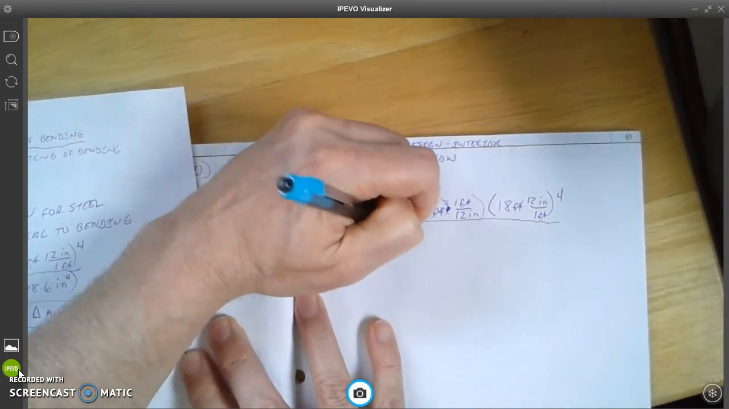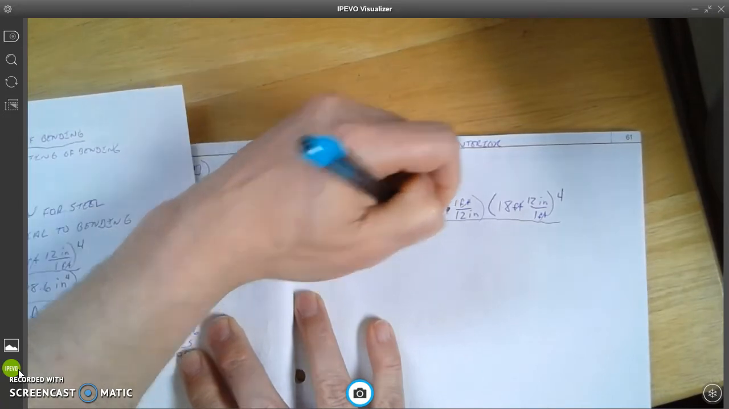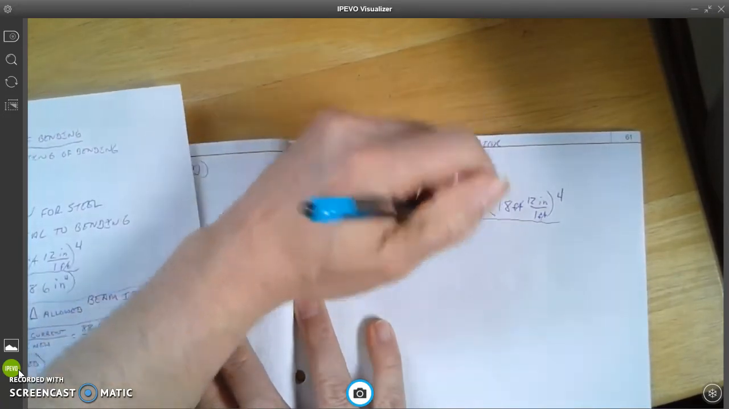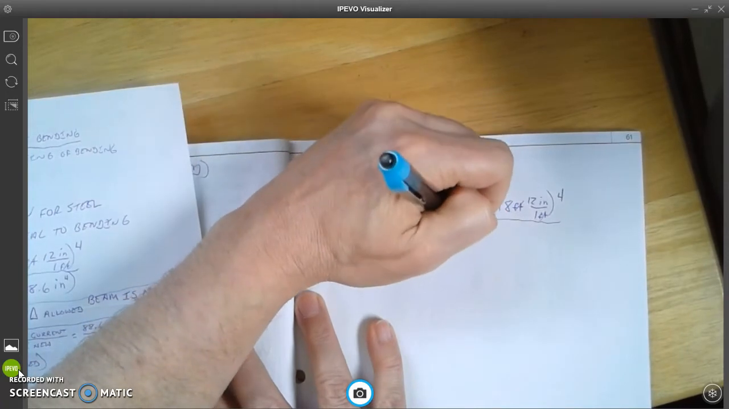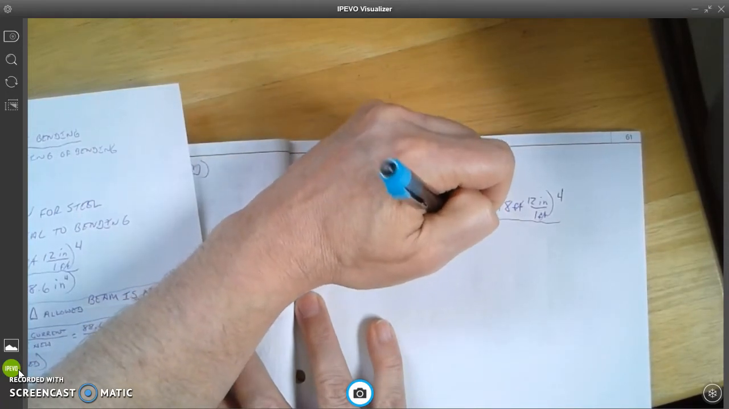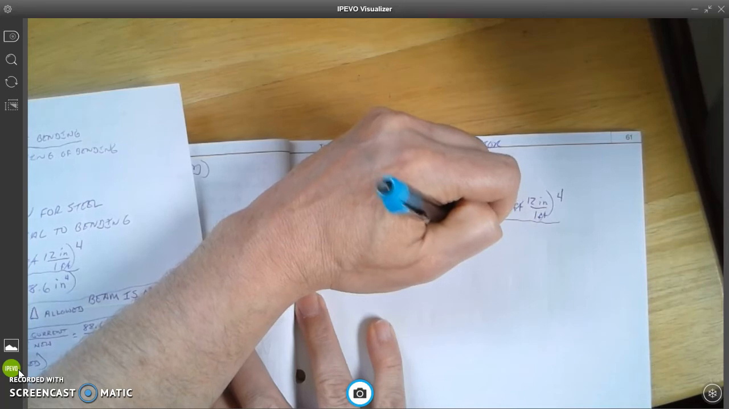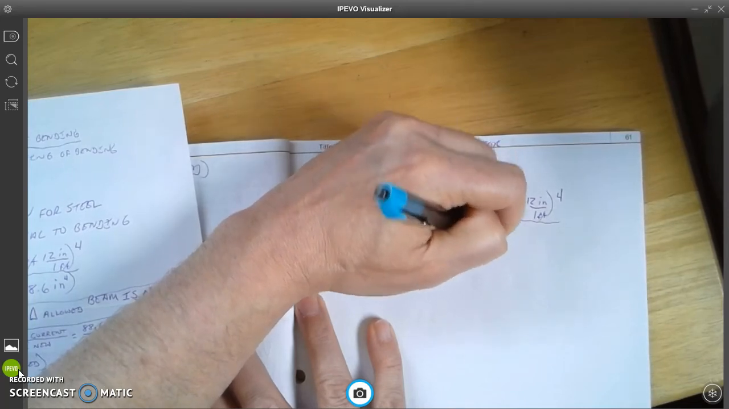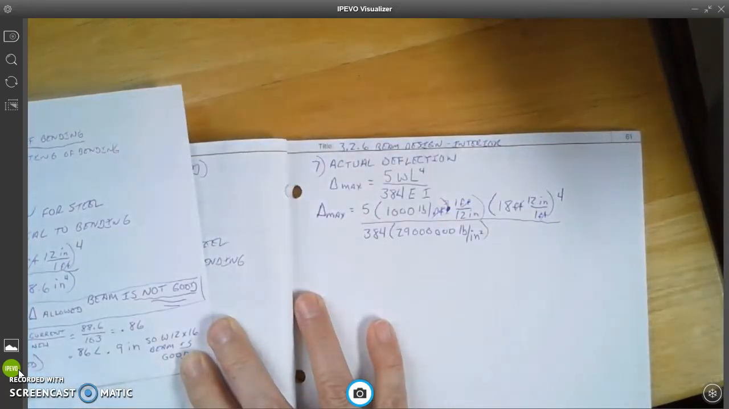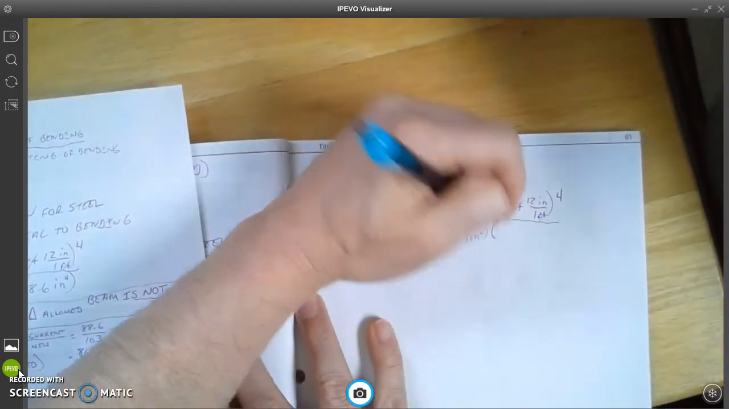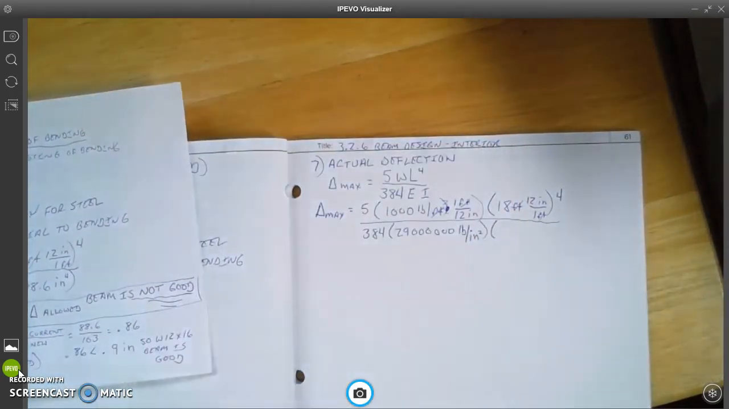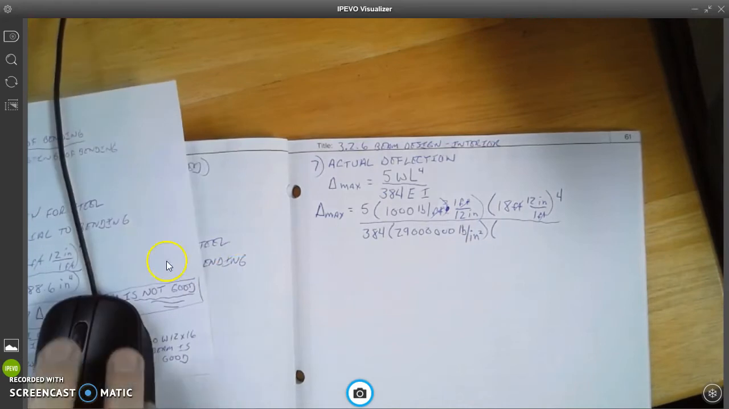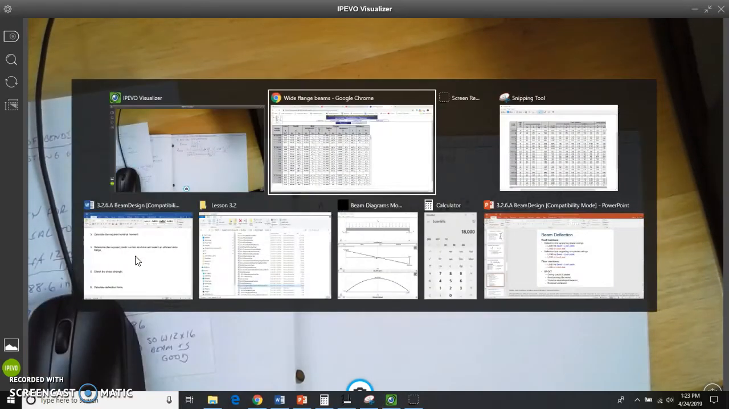times 29 million, and that is pounds per inch squared, times the I value. Now the I value, we have to go to the chart and look it up on the chart. So I'm going to find my chart.